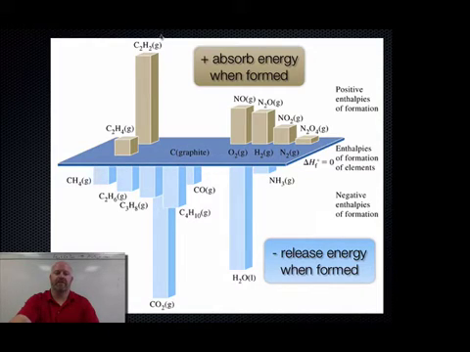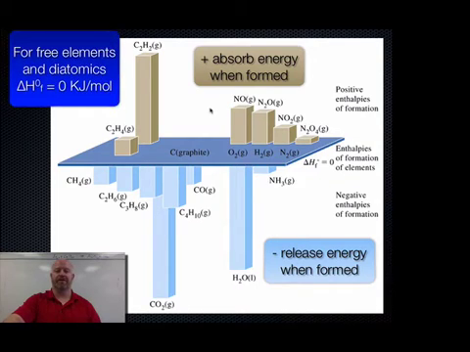Take something like acetylene up here, C2H2. It absorbed a lot of energy to make it, which means the bonds that acetylene has carry a lot of potential energy, which makes it a less stable substance. However, substances down here that all have negative enthalpies of formation become more stable as you make them. Carbon dioxide and water are more stable compounds. When you create water, it releases energy when it's formed. When you create acetylene, it absorbs energy to be formed.